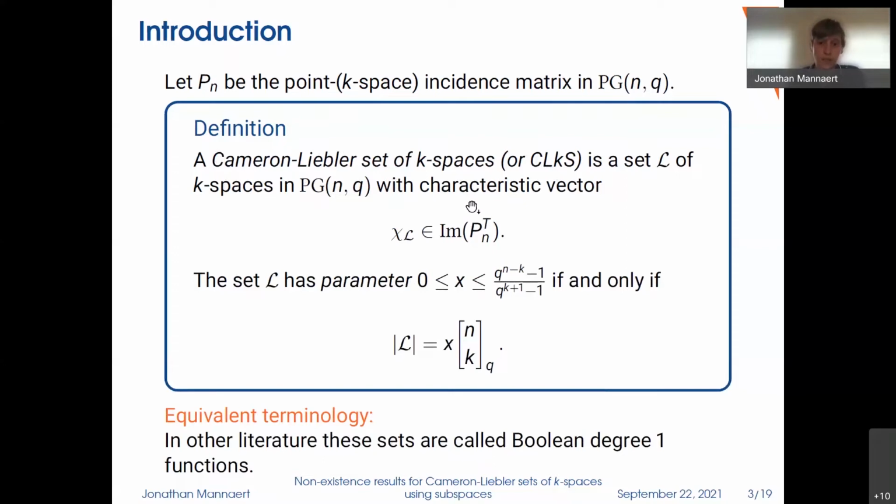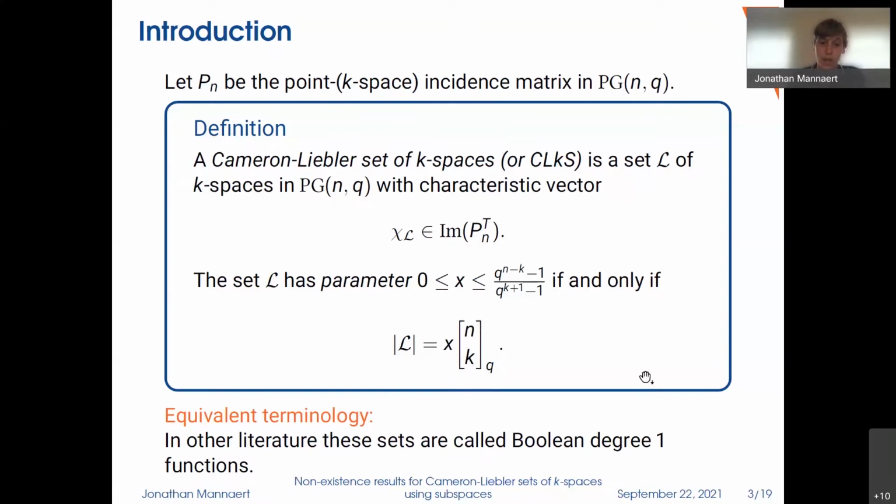It is a set of k-spaces such that its characteristic vector lies inside the image of the transpose of that point-k-space incidence matrix. In fact, it means that this characteristic vector is a linear combination of the point pencils, where point pencils are all the k-spaces through a fixed point. This set L has a certain parameter x, and this parameter depends on the size of L. We have that Gaussian coefficient that denotes all (k-1)-spaces inside PG(n-1,q), and the size of L is x times this Gaussian coefficient.